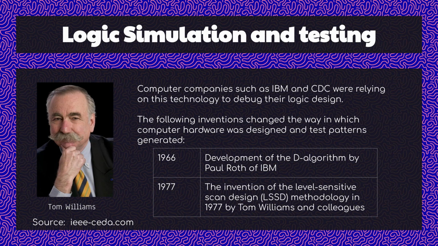There were two developments that changed the way in which circuits were designed and tested: the development of the D algorithm by Paul Roth of IBM in 1966, and the invention of the level-sensitive scan design methodology in 1977 by Tom Williams and colleagues. Companies such as IBM and CDC were relying on these technologies to debug their logic designs. Apparently, Tom Williams, whose picture is on the left, was also a keen wildlife photographer.